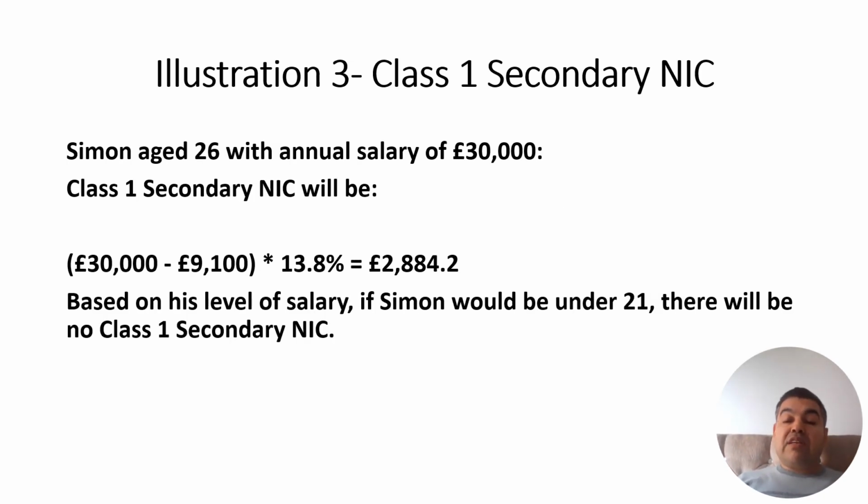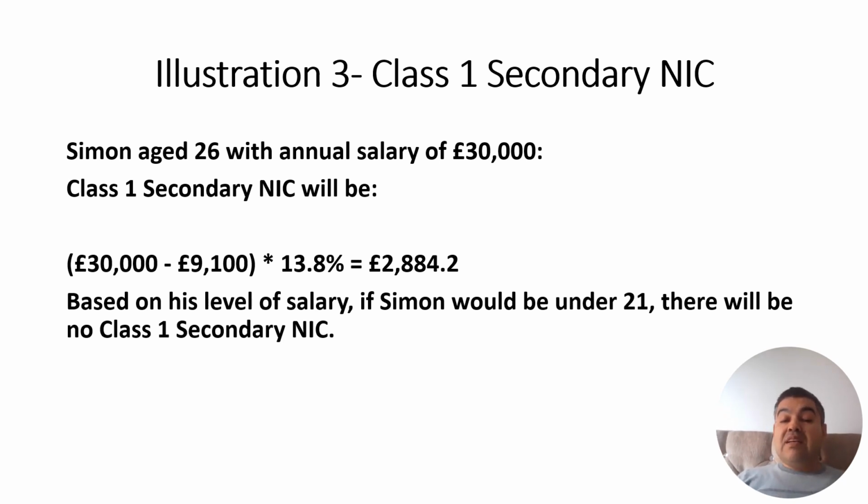Remember, when you get the wages, that wage is subject to employee NI plus the employer NI. Your boss will pay the employer NI. Being an employee, you will pay employee NI. So there are two kinds of NI. They are both called Class 1, but the employee one is called primary, and the employer one, your boss, is called secondary.